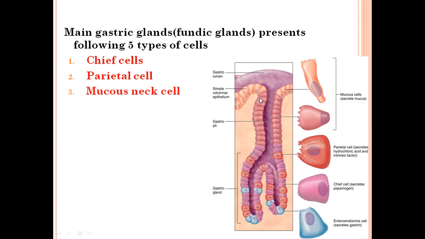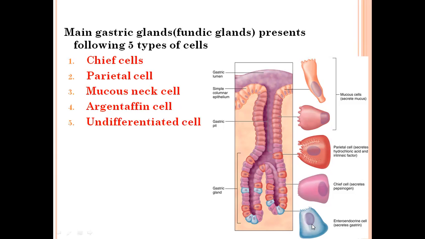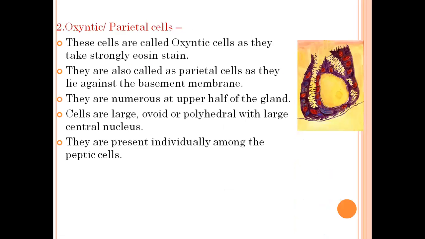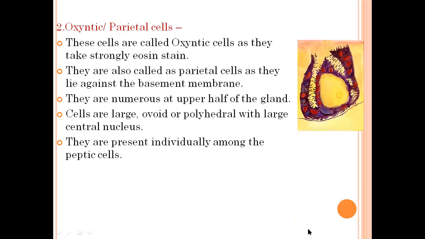At the neck region, we have specialized cells which are called mucous neck cells. Then we have other specialized cells like argentaffin cells. Then undifferentiated cells are also there. Then you also see specialized cells like enteroendocrine cells. They are concerned with the secretion of local hormones like gastrin hormone. Mucous cells will secrete mucus secretions. Undifferentiated cells can transform into any of these types of cells based on the requirement.